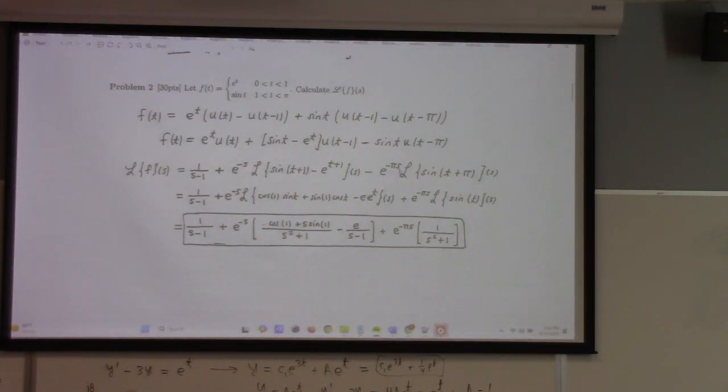Everyone should get this one. I don't know, maybe this is harder. I guess it's hard. It's harder because it's got this pesky business where you have to evaluate the function at t plus 1, or t plus pi.